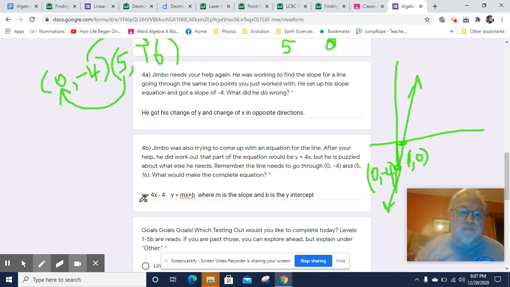So this is the line equation that we'll be using. This is the slope right there, m, and -4 is our y-intercept. We use the letter b for y-intercept. I hope that helps.